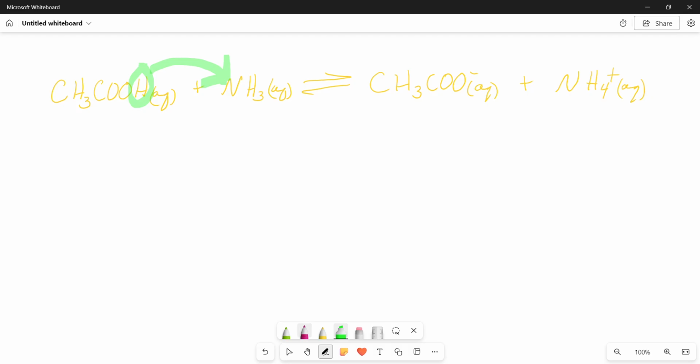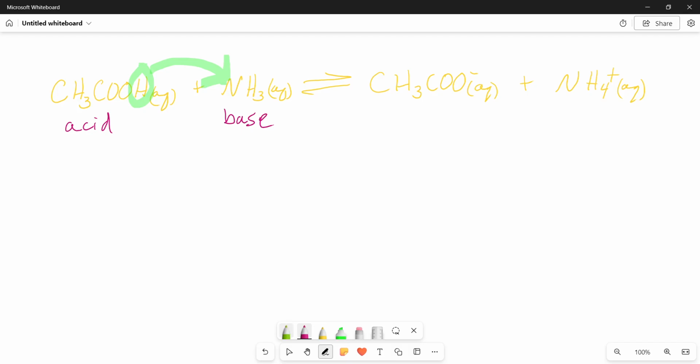Okay, and what that means is that in this reaction, we have a proton donor, which is the acid, and we have a proton acceptor, which is the base. So that fits the Bronsted-Lowry definition of both an acid and a base, an acid being a proton donor and a base being a proton acceptor.